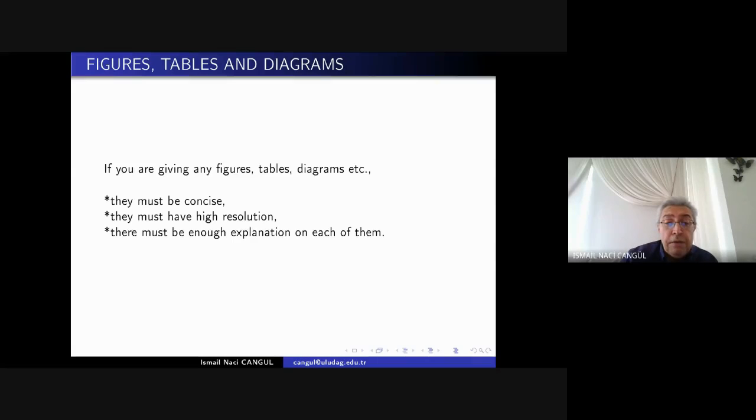Even if accepted, some journals, unfortunately, I see nowadays, have published papers with very low resolution pictures, figures, diagrams, etc. This shows the seriousness, or lack of seriousness, of the journal. If a journal publishes only high resolution items, then it's a good journal. Okay, that's important. People think that way, so you have to think that way. There must be enough explanation on each of them.